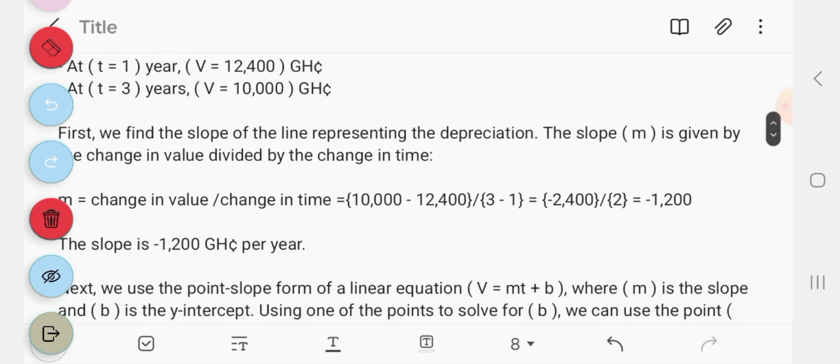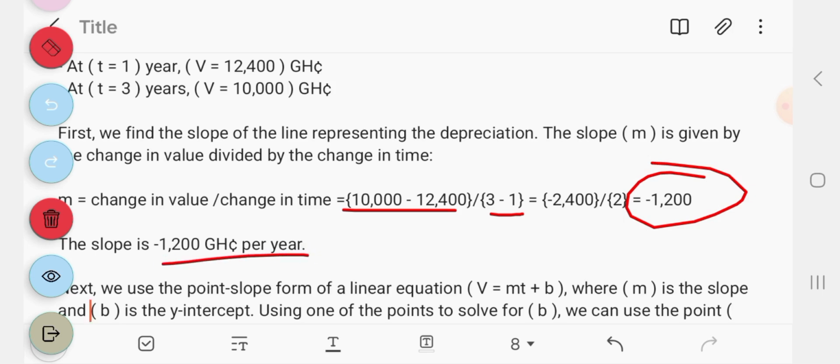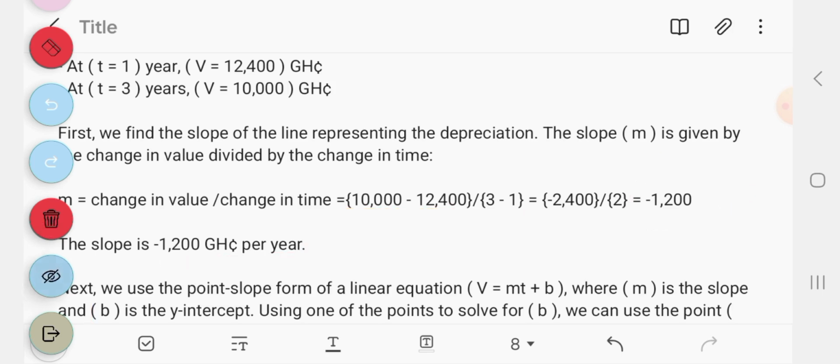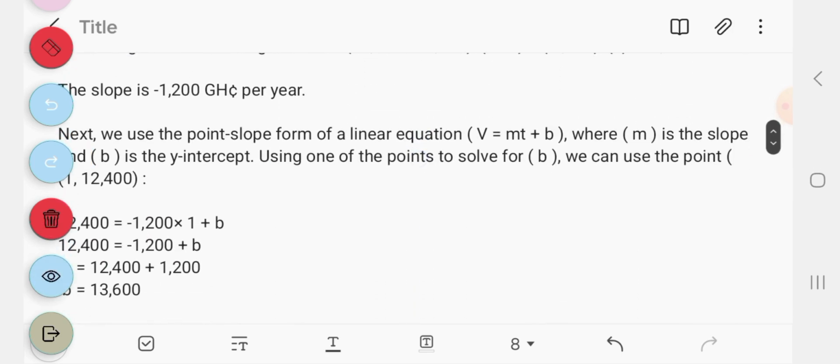So we are going to have 10,000 minus 12,400 over 3 minus 2. So it means that the car depreciated. So we have negative 1,200. That's per year. That's the gradient. And there's this equation of a line formula, which is y equals mx plus c.